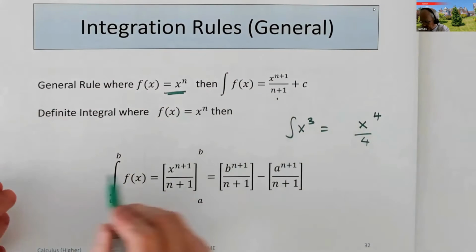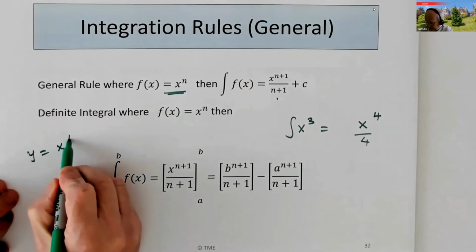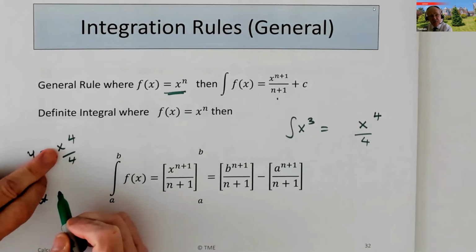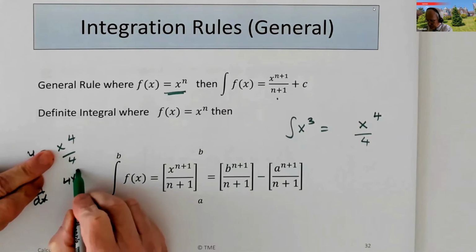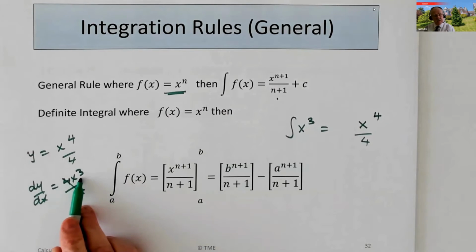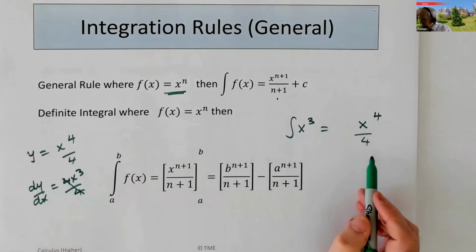So for example, if you had y is equal to x to the 4 over 4, dy/dx, you'd say, take down the 4, and you'd get 4x cubed. If it was divided by 4, you just end up with the x cubed. So that's how you do it.